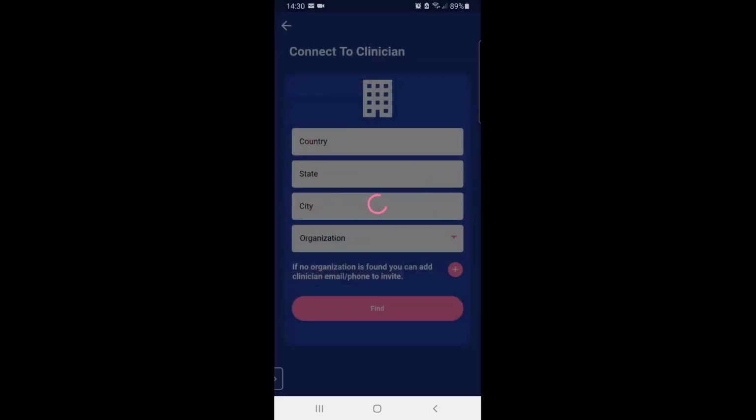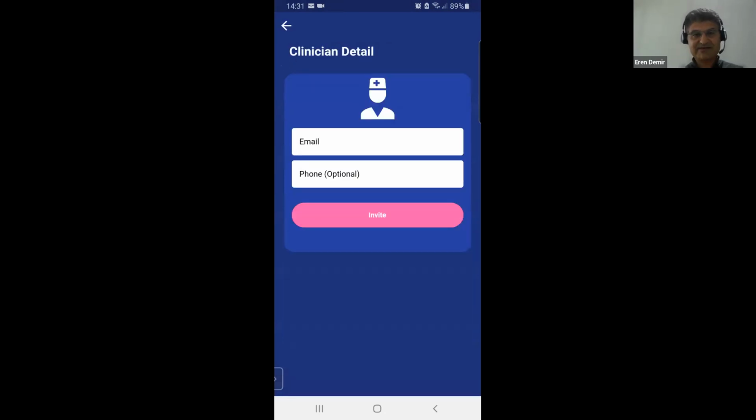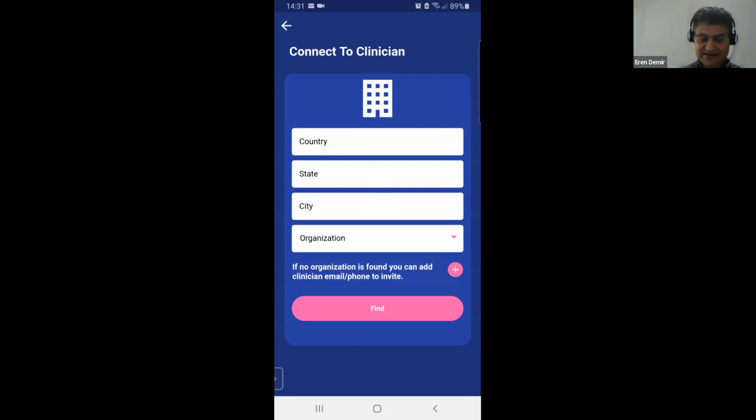Now, this is the key feature, I would say, connection with your healthcare professional. Let's assume my healthcare professional hasn't downloaded the app. So I could invite my clinician either by stating their email or phone number so that they can download the app, and they enter their organizational information so that it comes up over here. And let's see how this works.